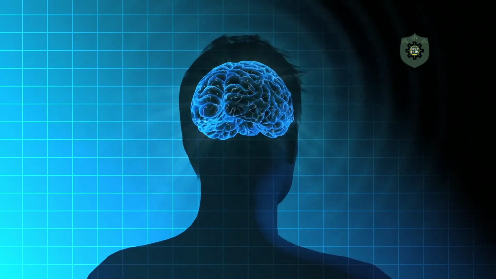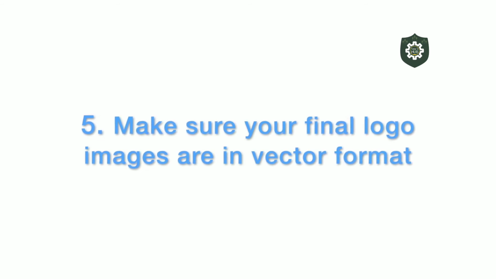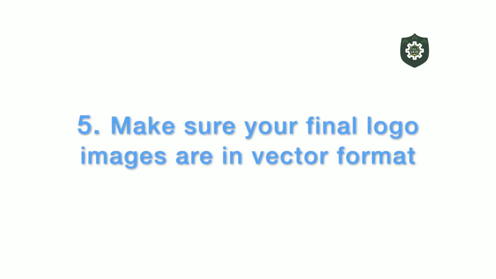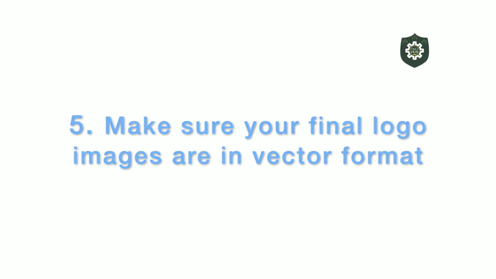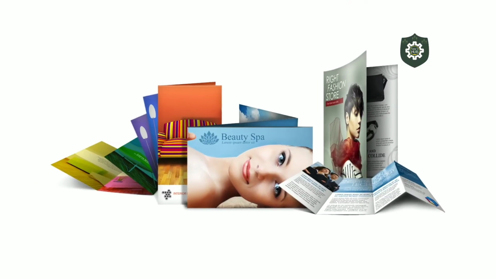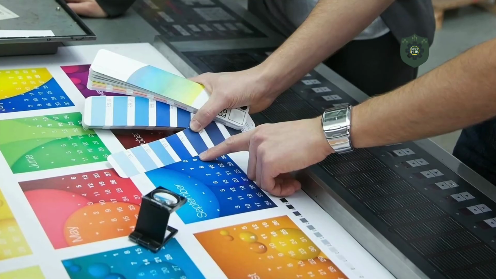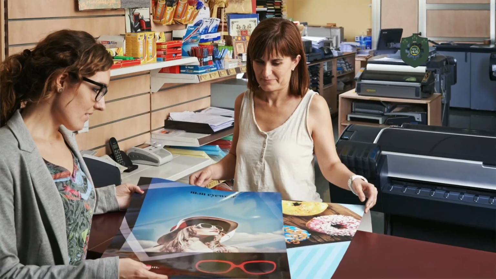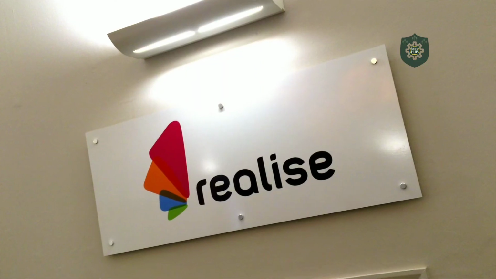And last but not least, tip number 5, make sure your final logo images are given to you in vector format. Vector format is a format that you give to print companies. They will ask you, hey, send over your logo and make sure it's in vector format so they could print it out on big billboards, banners, t-shirts, brochures, business cards, pens, hats, and so on. Vector format allows them to make color modifications and changes. It also makes sure that your image doesn't get blurry when they stretch it out and make it bigger.